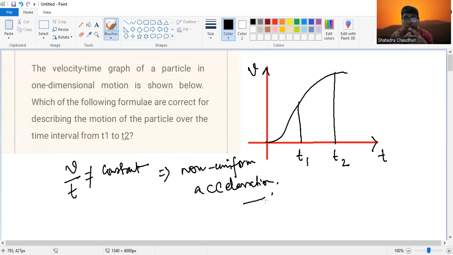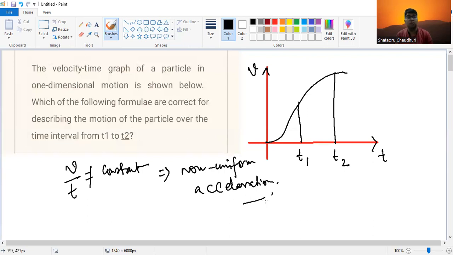Because in a velocity time graph, obviously the slope of the graph represents the acceleration of the body. So since in between t1 and t2 the line is not straight, this situation implies a body moving with a non-uniform acceleration. So these are some typical types of problems. These are what we call graphical problems, and there are a few more problems.